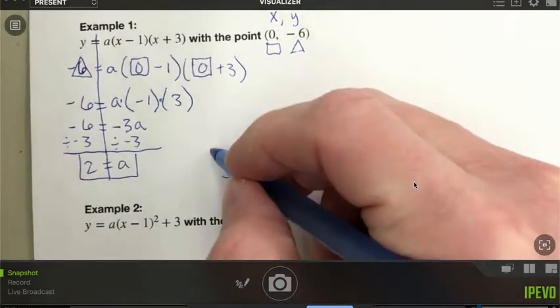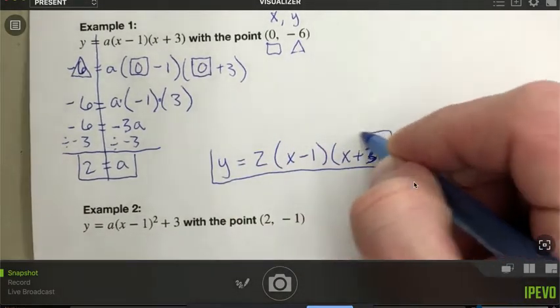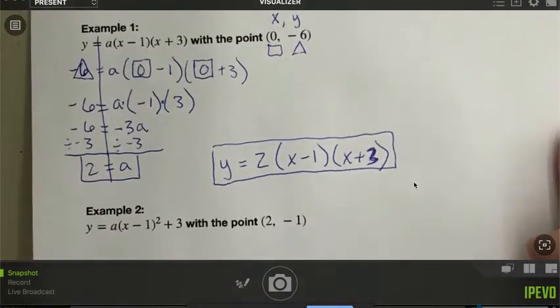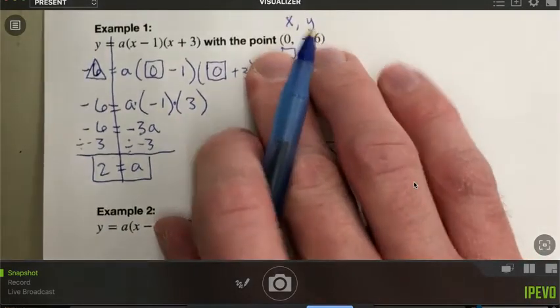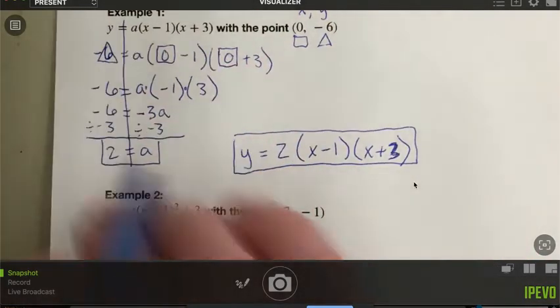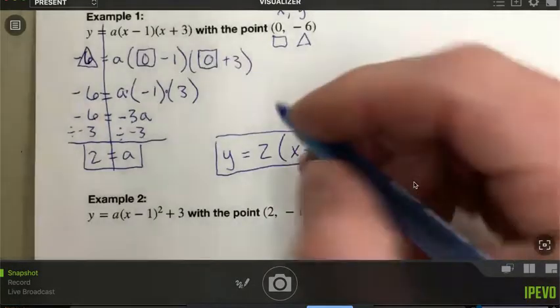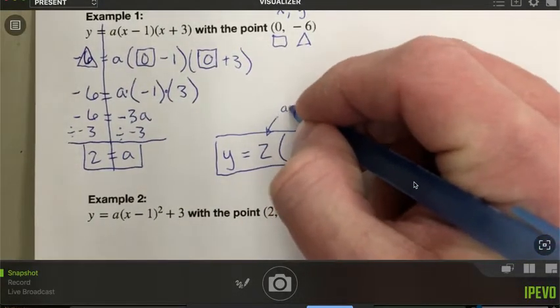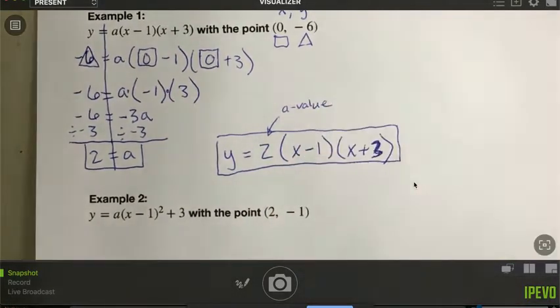So that's all that's going on. Just like we used to solve for things with the equation of a line, we're doing the same thing here. So take a point, replace x and y in the equation, solve for A, and then we have our final equation.